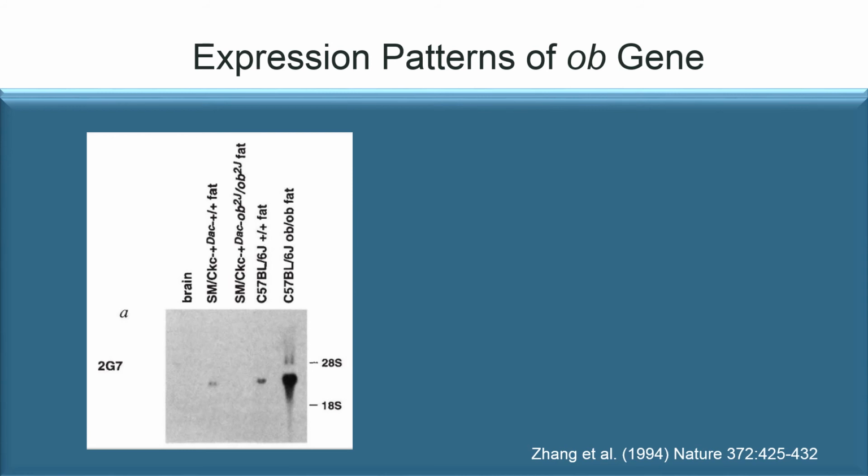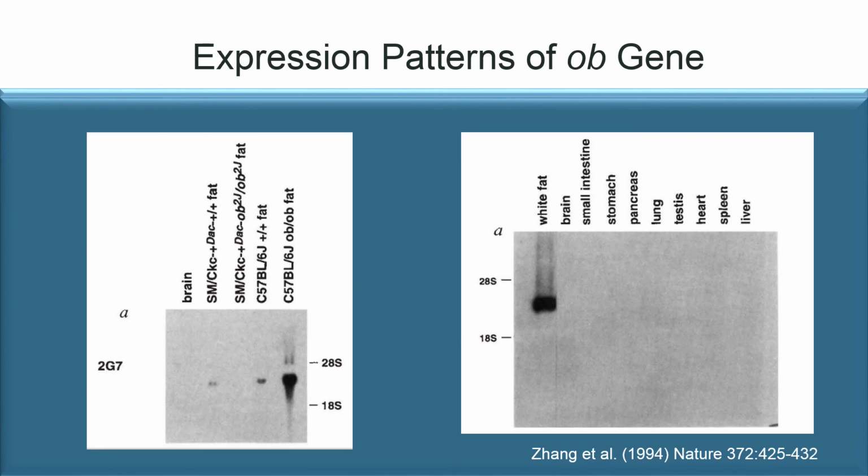After they had extracted RNA from their cell culture, they took that RNA and separated it out on a gel, and sure enough, they see a band that is only present in the OBOB animals, and they called that band 2G7. The next experiment they did was to look at the expression of this particular product across many tissues within the OBOB animals. And as they hoped, the expression only showed in white fat and no other tissues, signaling that it might be that molecule that tells the brain how much stored energy there is.